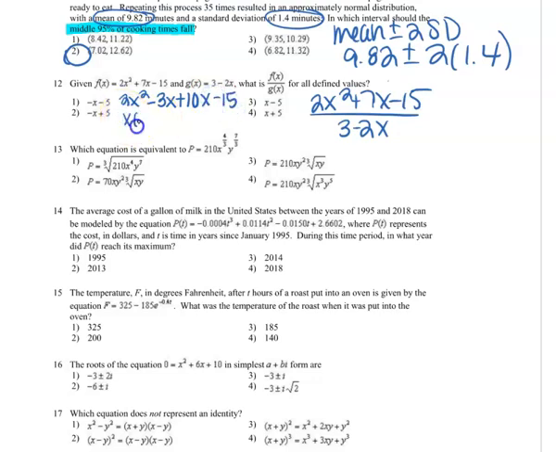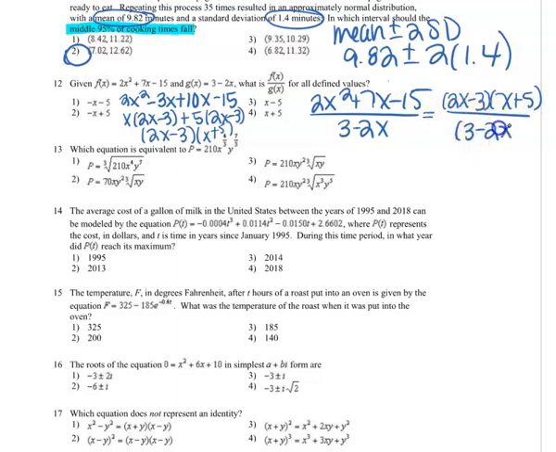Factor out a GCF. GCF again. Oh, hey, look at that. Just as I predicted, there's that factor I anticipated, just based on looking at the problem. So that means this is equivalent to 2x minus 3 times x plus 5 divided by 3 minus 2x.